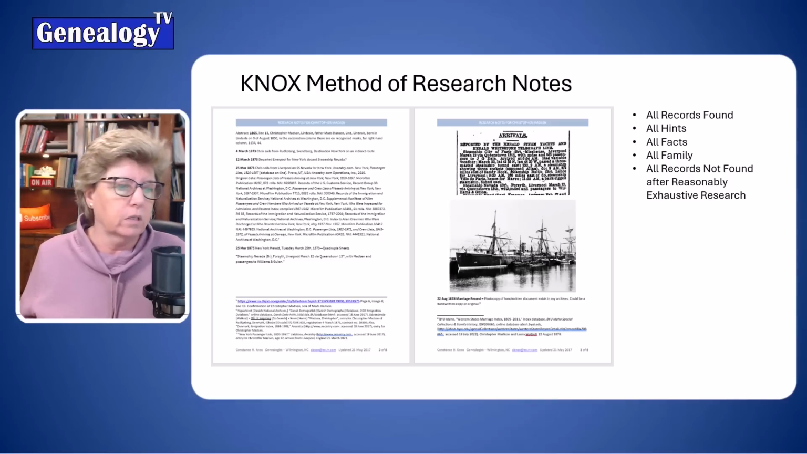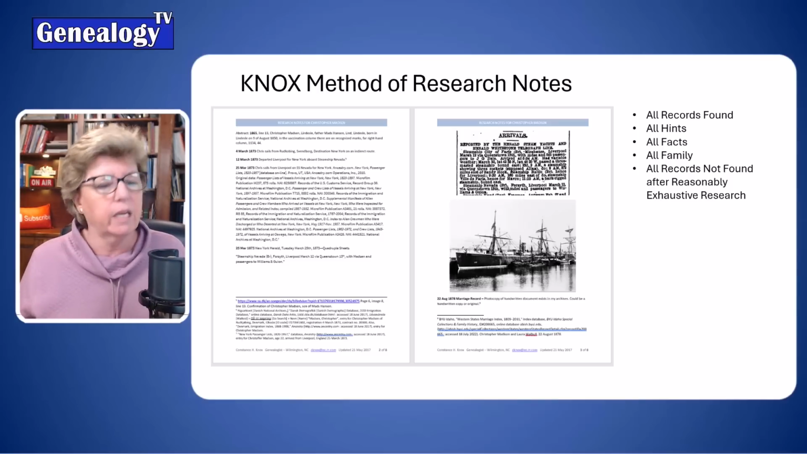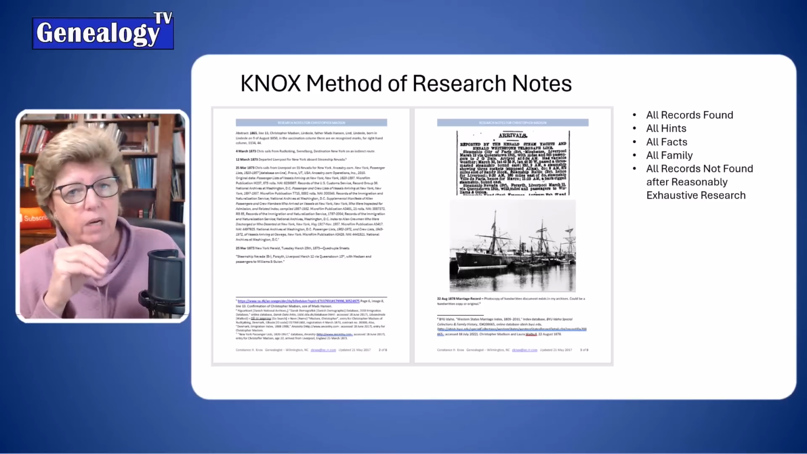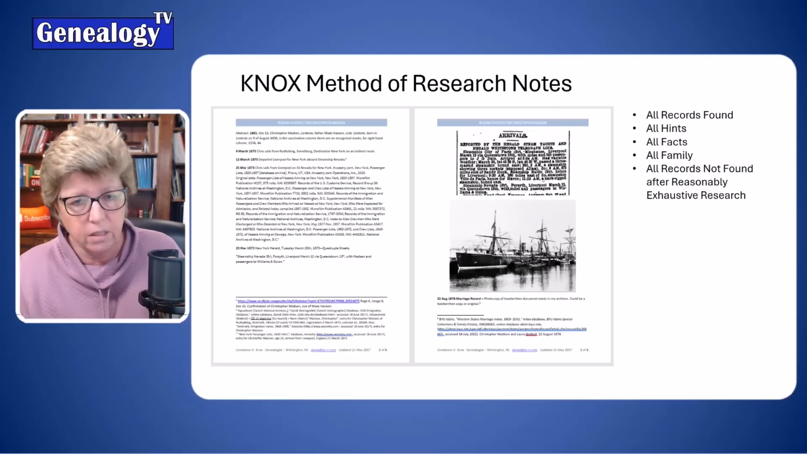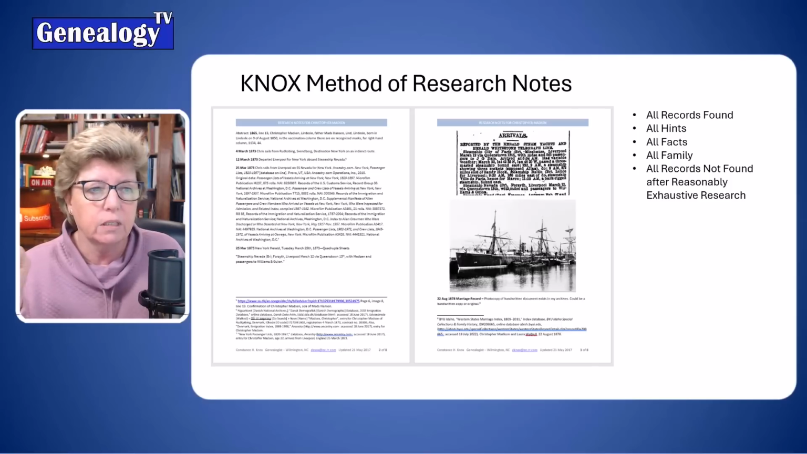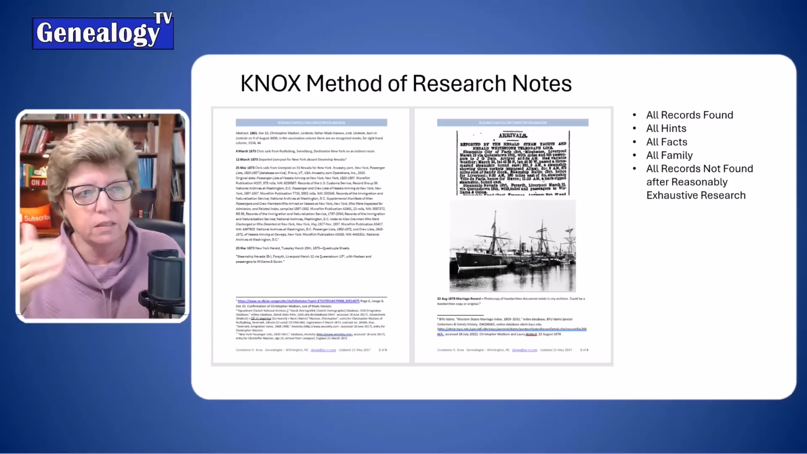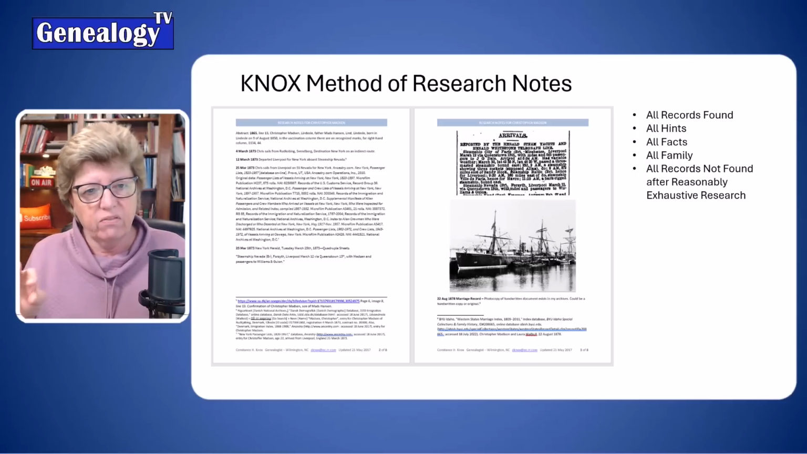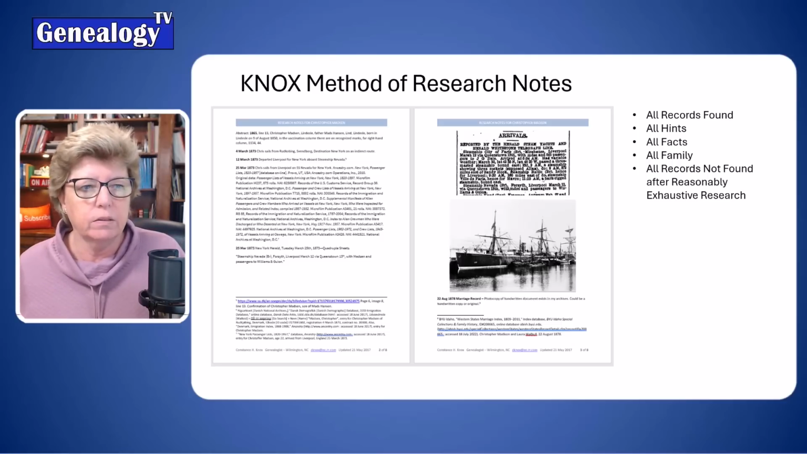All records not found only after reasonably exhaustive research. So if you are looking for, let's say, the 1840 census, and you're searching all over the place and you cannot find it, I will make a reference in my research notes. It says 1840 census not found after reasonably exhaustive research. That's usually all I will say, and I will bold that in red because I want to point that out, because I may want to come back to that later after I get more information. I learn a little bit more. It's like, oh, he moved to another county. Let's go look over there. So it could be that I can find it later, but I want to put that in red, those records not found that I would expect to find.